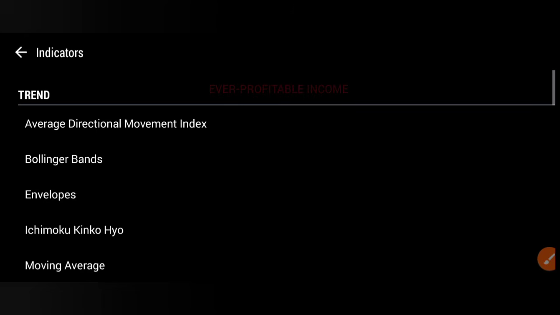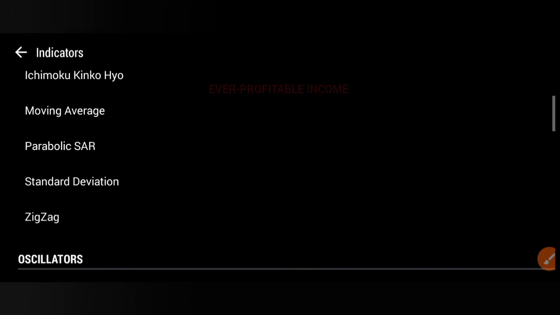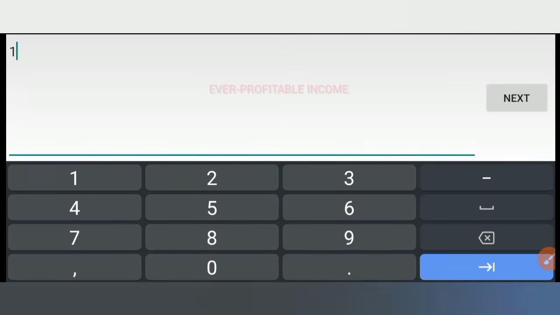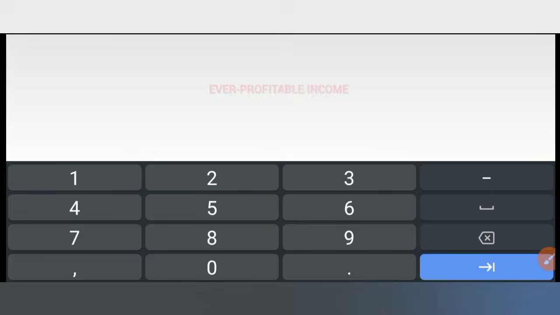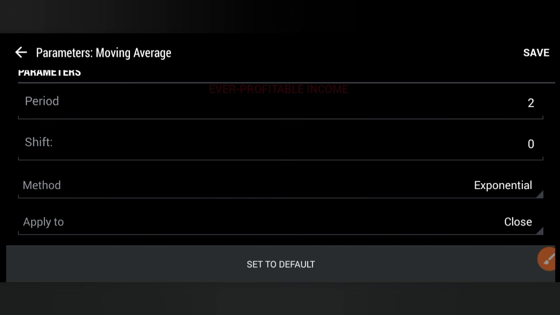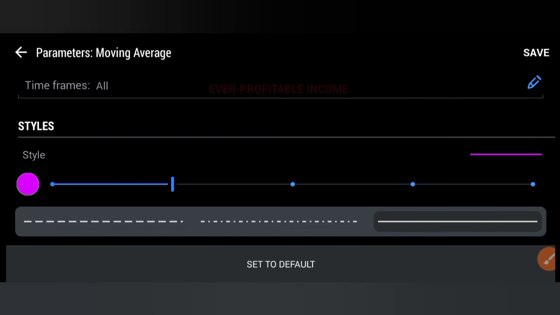Click on your indicator window. We're adding the second moving average, and the period is going to be period 2. The shift is 0, and the method is exponential, and we're going to leave it at the same color.